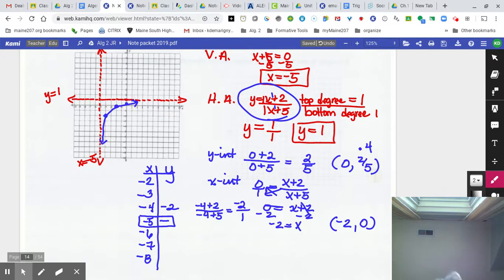Now, I've already done the other one, so all I really need to do is go back and fill it in where they have been located. So I have a -2 and a 0. That was my x-intercept. And then my -3, I didn't have that point. So I have to calculate this one. So a -3 plus a 2 over a -3 plus a 5. Okay, so I have a -1 on top and a +2 on the bottom, which means I have a -1/2.